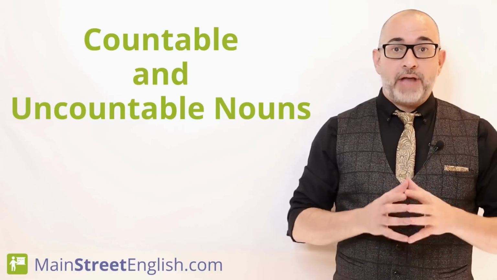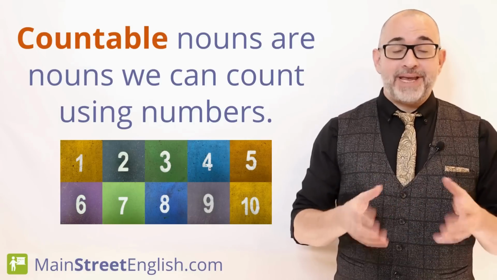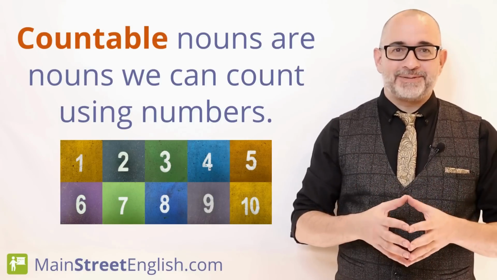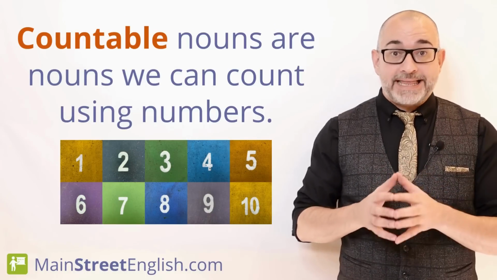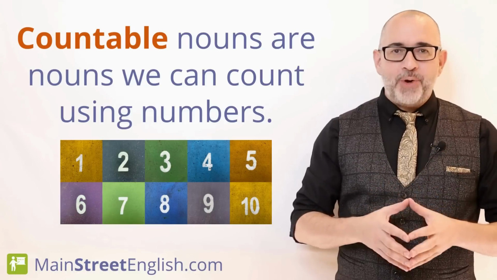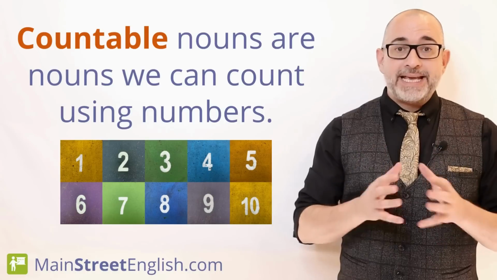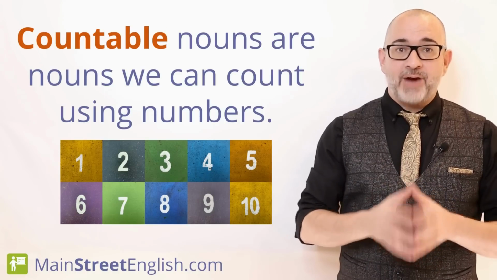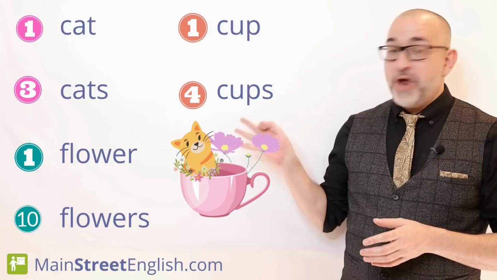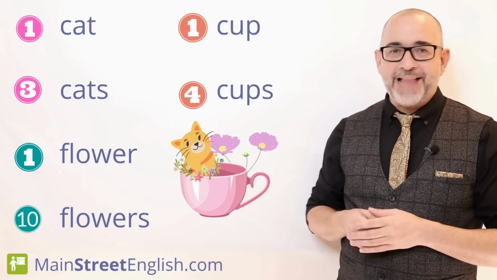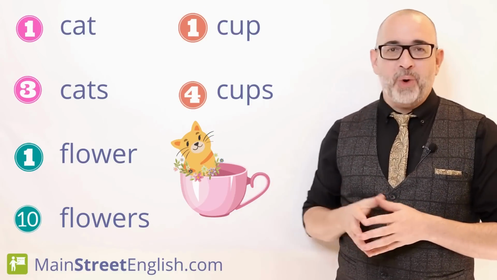Let's talk about countable and uncountable nouns. Countable nouns are nouns we can count using numbers. I'm going to say it again because that's the most important thing to remember when determining whether your noun is countable or uncountable. We can use numbers with countable nouns. For example, 1 cat, 3 cats, 1 flower, 10 flowers, 1 cup, 4 cups.